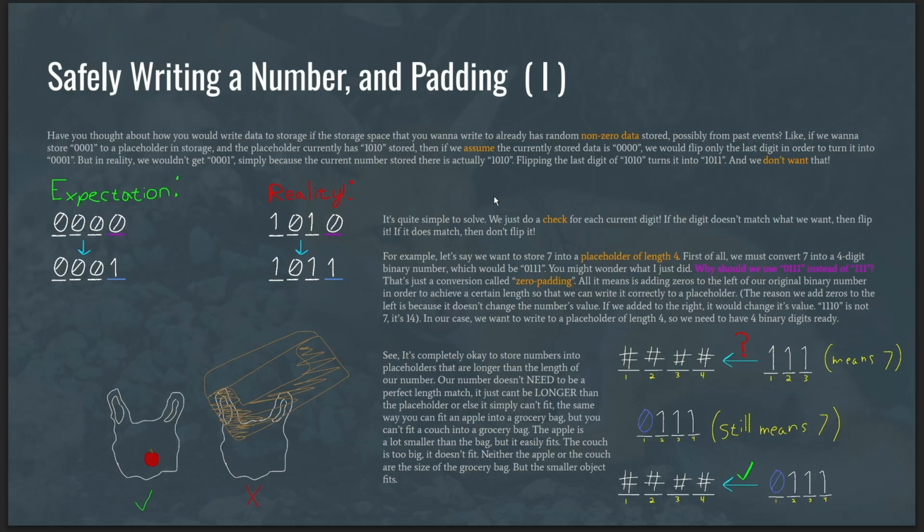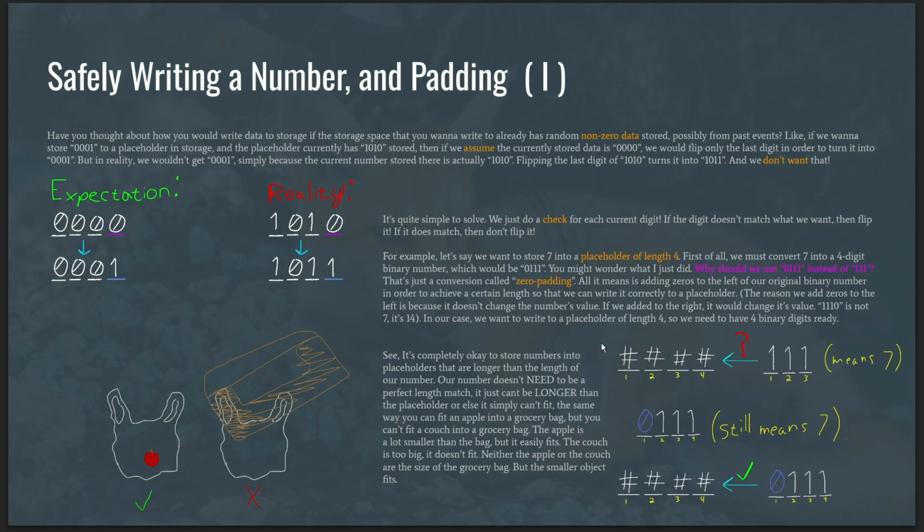Also, this was the same thing you saw in the number illustrations. We did it for base 10. And in base 10, instead of writing 38, I wrote 038. It's the same thing. That's why we add the zeros to the left. It doesn't change the value. If we added it to the right, it would change its value. 1110 is not 7. It's 14.